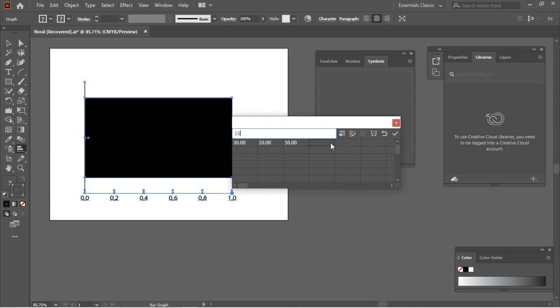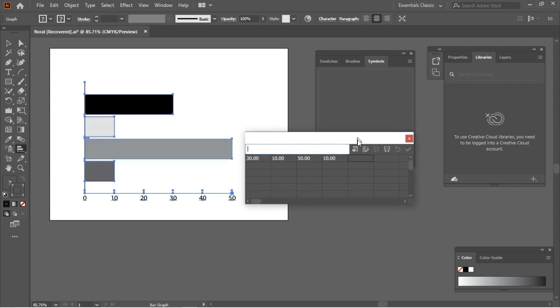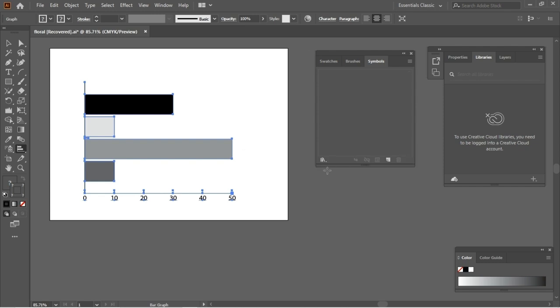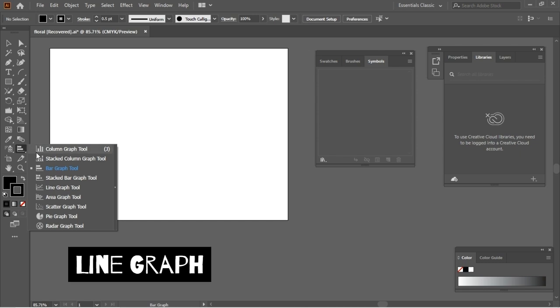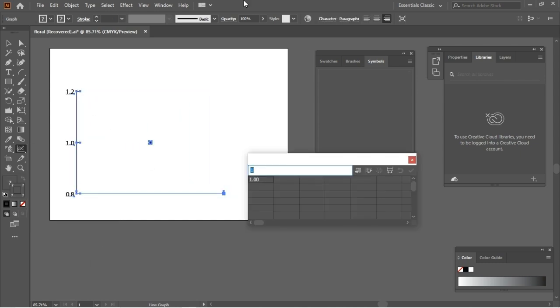Stacked bar graph is a bar graph but includes segmented versions of each individual bar to indicate more data than a typical bar graph otherwise would. A line graph uses points on the graph which are connected by a line.